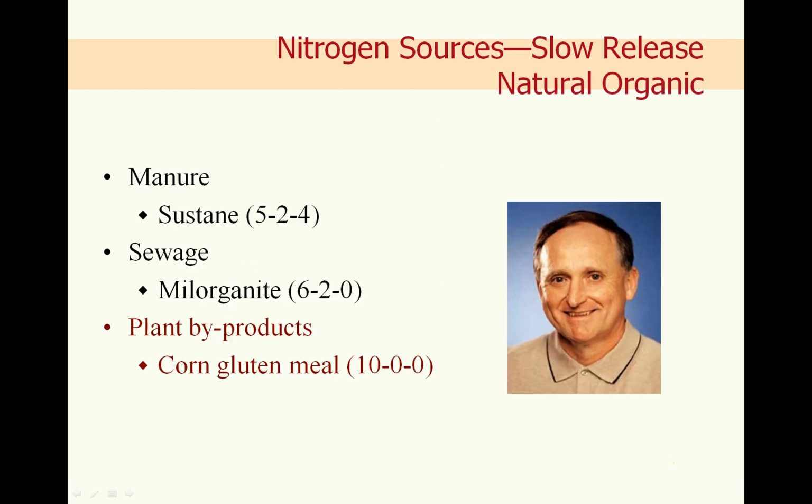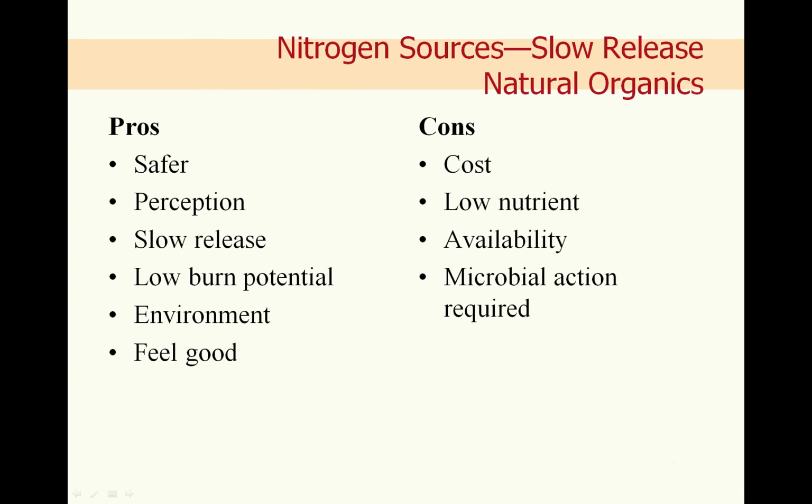If you look back at these slides, the first number there, 5, 6, and 10, respectively, in the three products, is very low nitrogen. So you have to put a lot of it down. Availability is sporadic depending on microbial breakdown. And of course, microbial action is needed, so you need the proper conditions for high microbe activity.